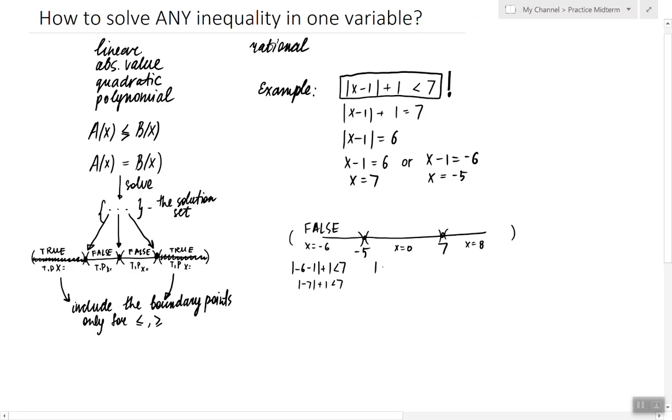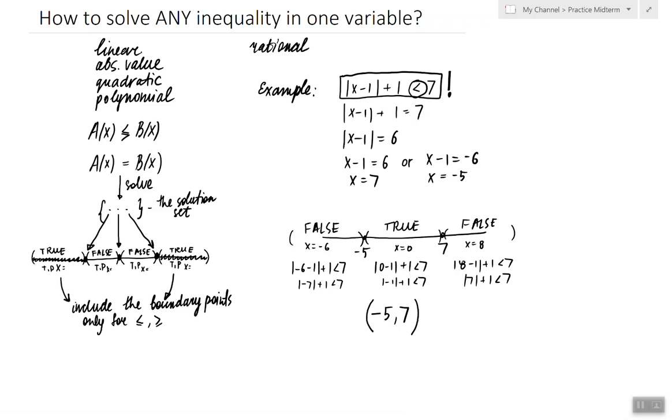Let's test the inequality at 0. 0 minus 1 plus 1 less than 7. The absolute value of negative 1 plus 1 is less than 7. That's true. Let's test the same inequality at 8. That's false. So it turns out that our inequality is true only on the interval from negative 5 to 7. So that's my answer. Now I have to make a decision about the boundary points. Do I include them or do I exclude them? Since this inequality is strict, I do not include the boundary points. So this is my answer.